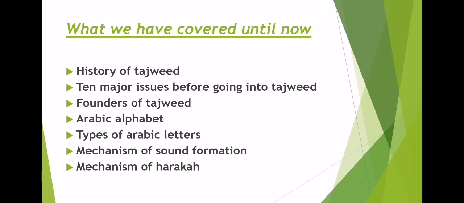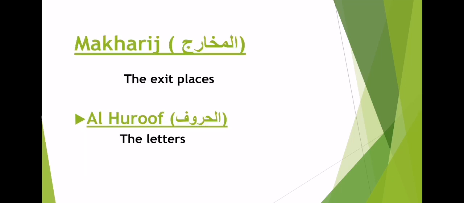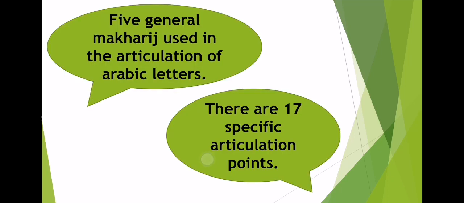Today what we are going to do is the Makharijul huroof. What is Makharijul huroof? The Makharij means the exit places. What we are dealing with here is the huroof, al-huroof, that we have already discussed in the last class. The huroof is the plural form of the harf. Harf means the letter. So Makharijul huroof is the exit place of the letters. That is our major topic. We will go one by one.